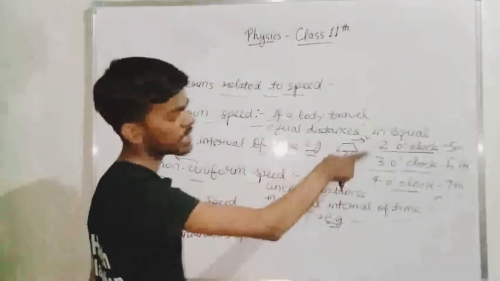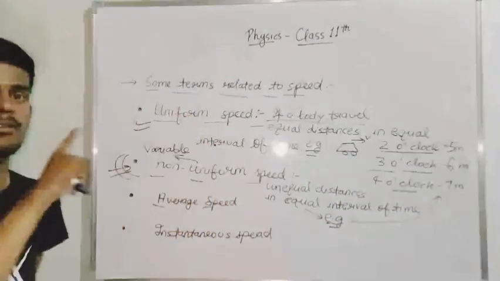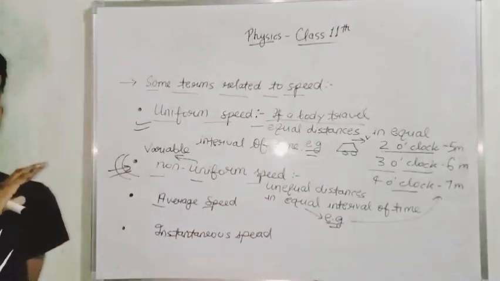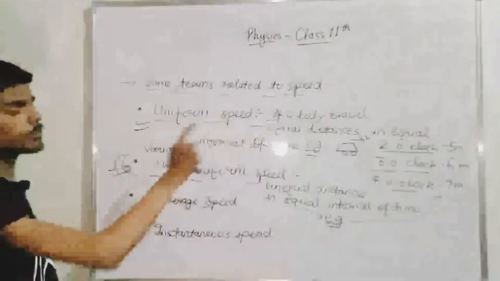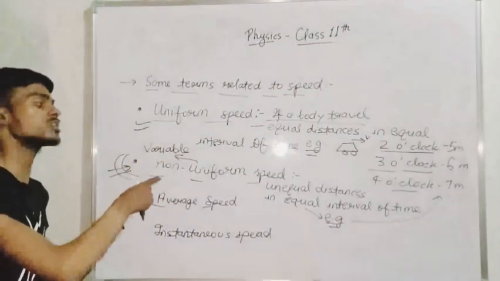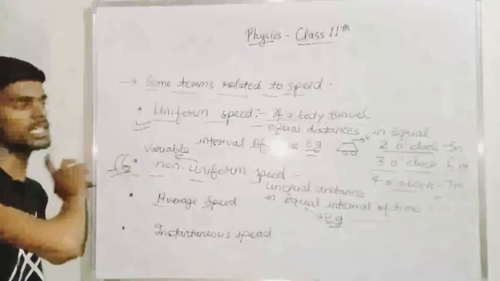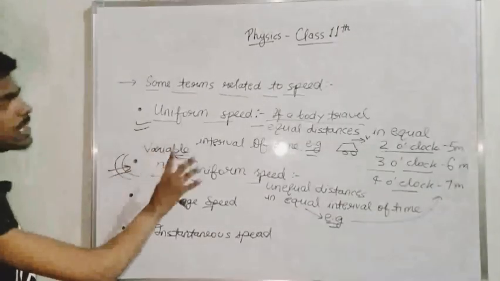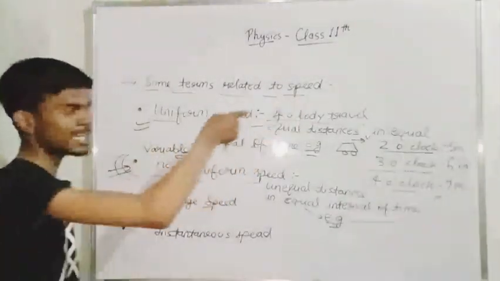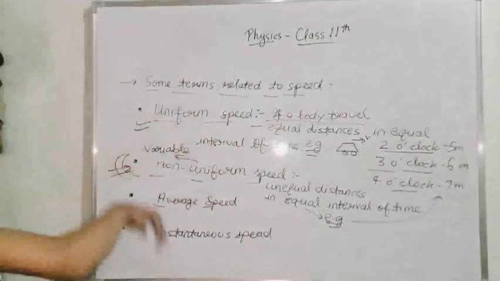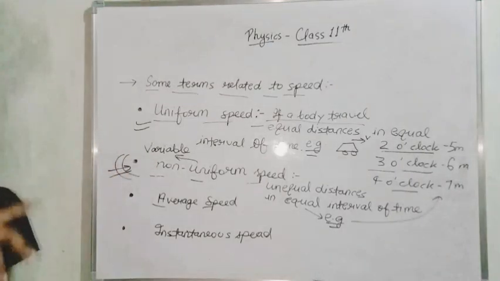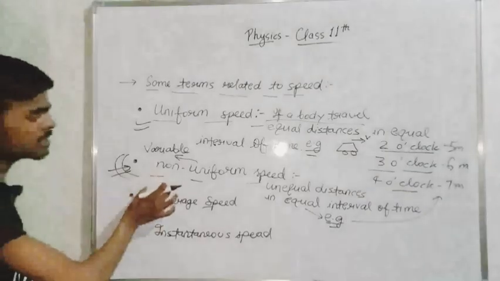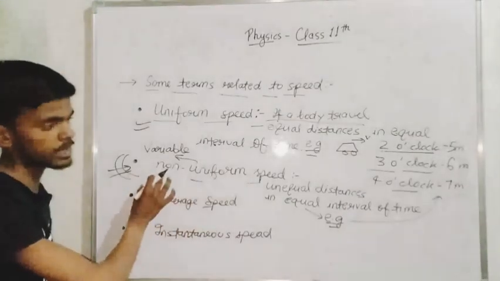Here the time interval is equal, 1 hour, but at every 1 hour the body is changing its distance. That means the body is changing its speed, and that's why it is known as non-uniform speed, or variable speed. These are only some terms which are forms of speed, and we are defining them for you because you have to use these terms in solving your questions. So it is clear what non-uniform speed or variable speed is with the help of this example.